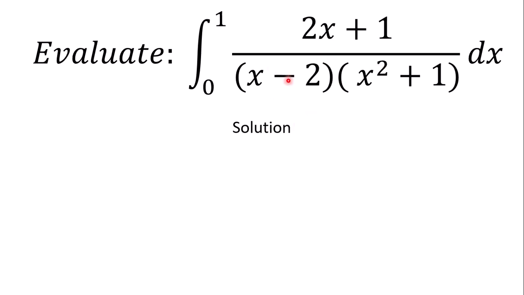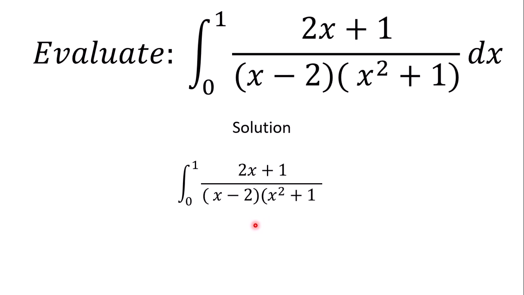Now let's break this integral down here. The integral goes from 0 to 1 of (2x + 1) divided by (x - 2)(x squared + 1) dx.